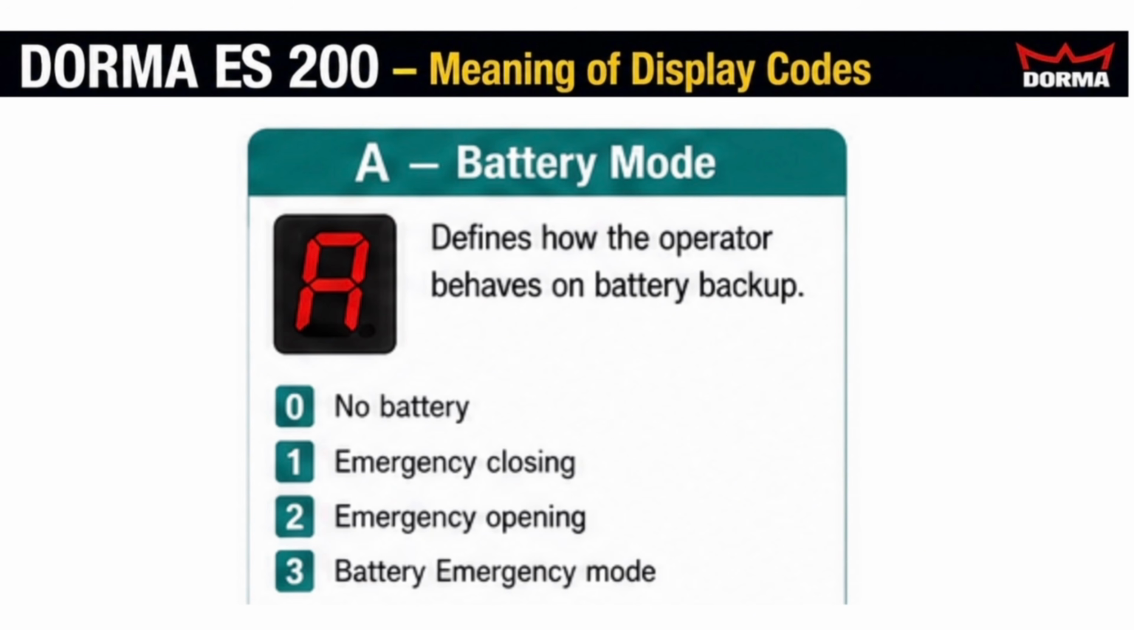A2 is emergency opening. If power fails, the door automatically opens. A3 is battery emergency mode. The operator continues working from battery power. Always choose the option required by your local fire and safety regulations.